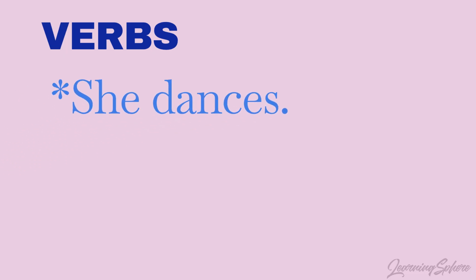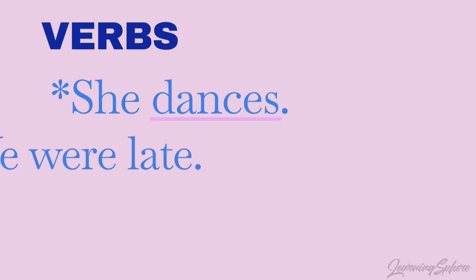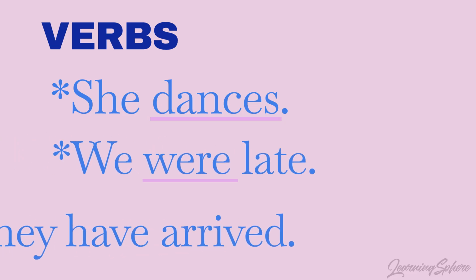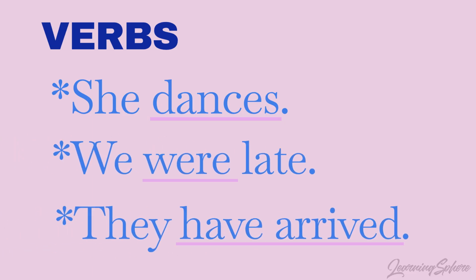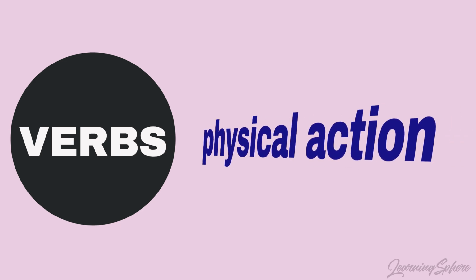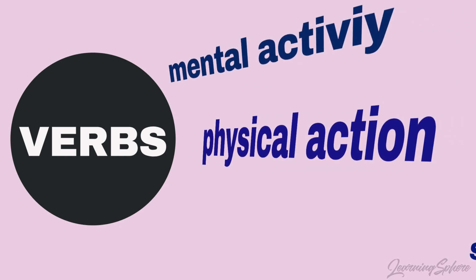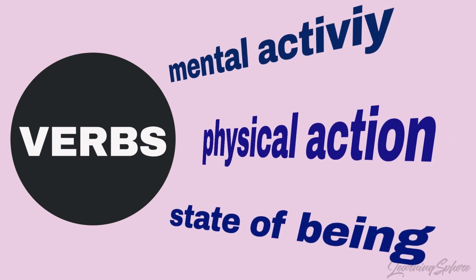Here are some examples of different types of verbs. She dances. We were late. They have arrived. In each case, the verb tells us what is happening. Whether it's physical action, mental activity, or just a state of being, verbs keep things moving.